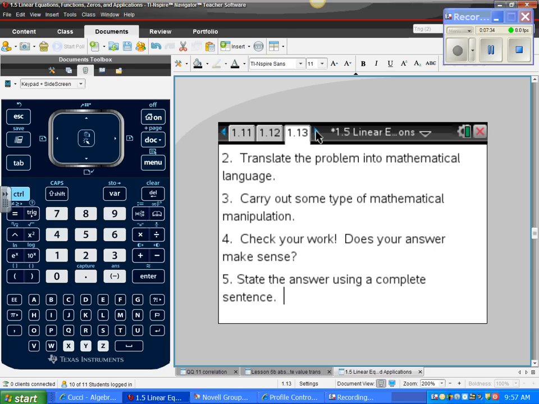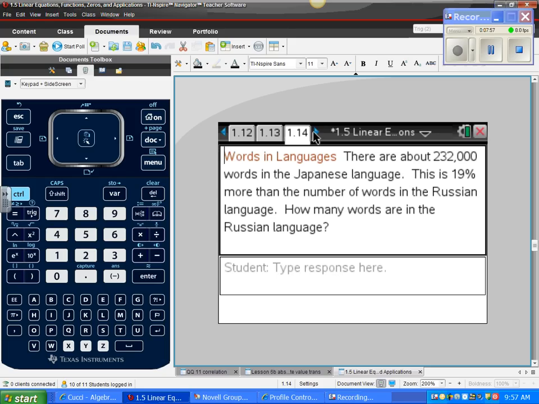Check your work. Does your answer make sense? If you have a problem and the answer doesn't make sense in the context of the problem, we usually reject it, so keep that in mind. And then state your answer using a complete sentence. I want to make sure that you guys are doing that, because when you go to college and take physics, you're going to have to write your answer out in sentence form. Okay. All right, so words and language.